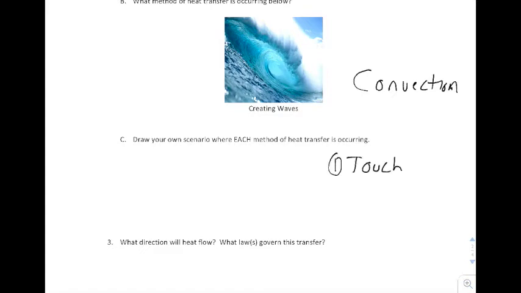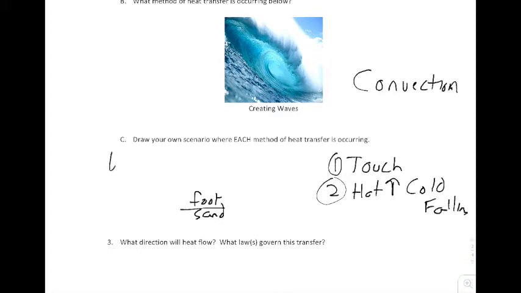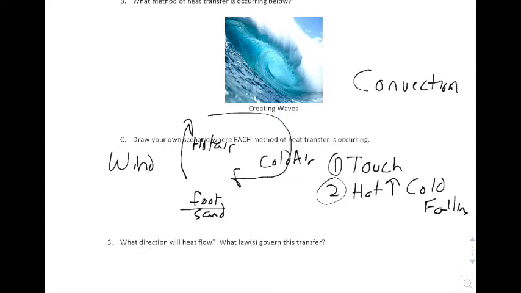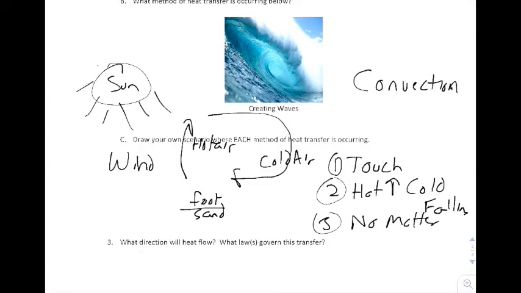Okay, for example, you could have somebody's foot on the sand. Okay, number two, you have the one where you have hot air rising and cold air falling. And that could be something as simple as wind. Wind is created when hot air goes up and the cold air comes down and replaces it. Okay, and then finally, number 3, you have to have one in which there is no matter involved. And that could be something like the sun transferring energy to the earth.